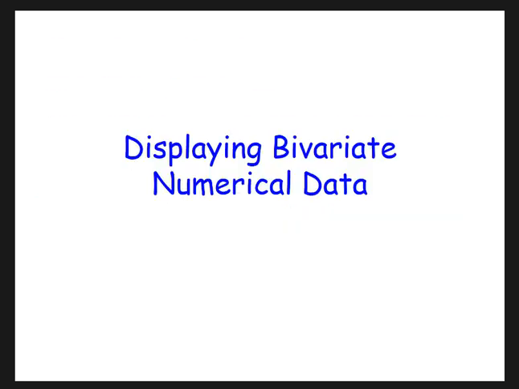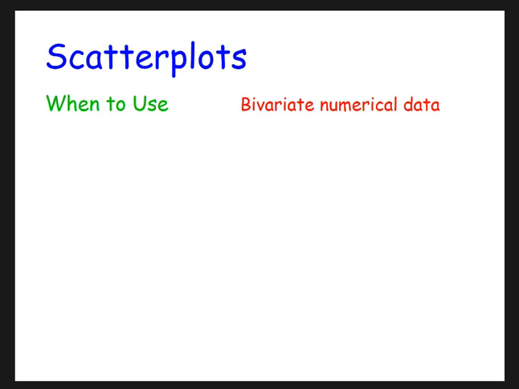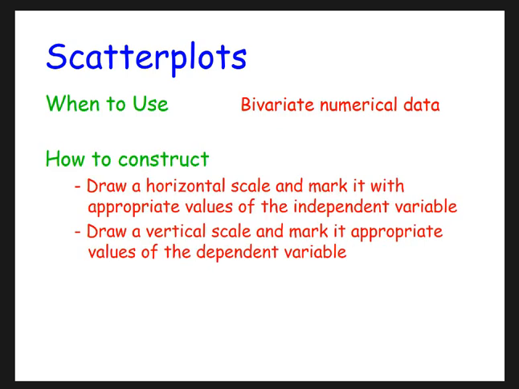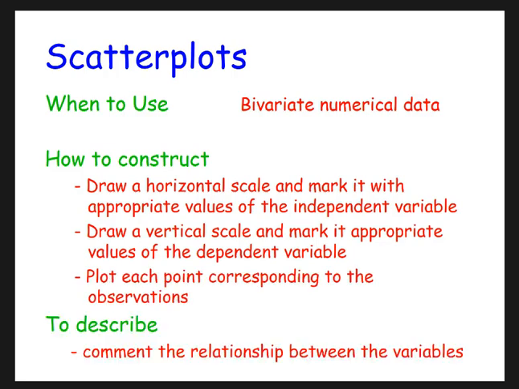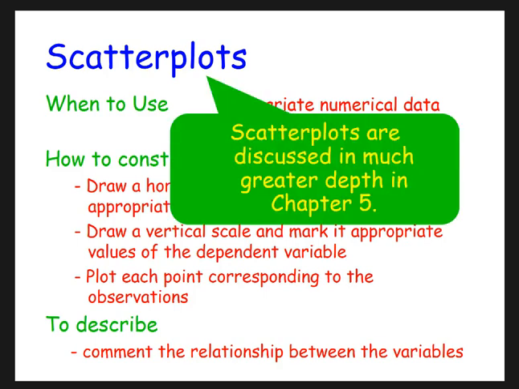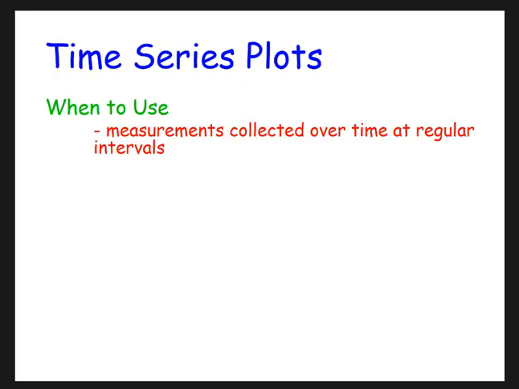Displaying bivariate numerical data, so data that has two different variables, we're going to use scatter plots, similar to that line plot that we just saw. We're going to put one range of numbers on the horizontal scale and the other on the vertical scale, and we're going to plot where they correspond. Then we describe the relationship between the variables, basically the shape that it takes on, linear or curved, quadratic, or whatever. Scatter plots are discussed a lot in Chapter 5 towards the end of the course, and looking at the regression lines and stuff like that is a big deal in statistics.